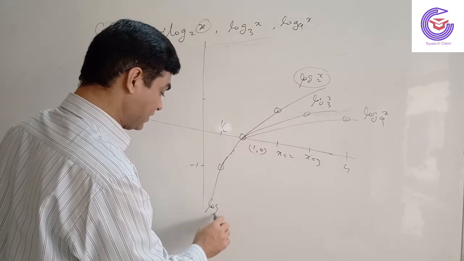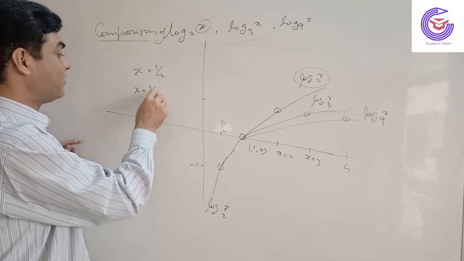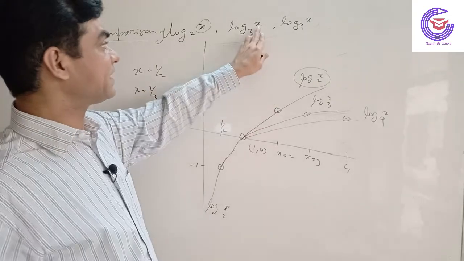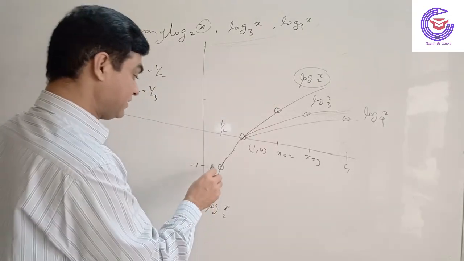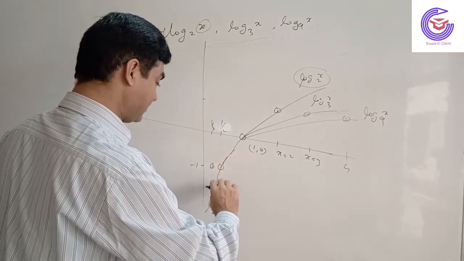So this is log x base 2. What happens when x is equal to 1/3? In that case, for the second one, 1/3, this is minus 1. So for 1/3, it is minus 1. So this is the second one.